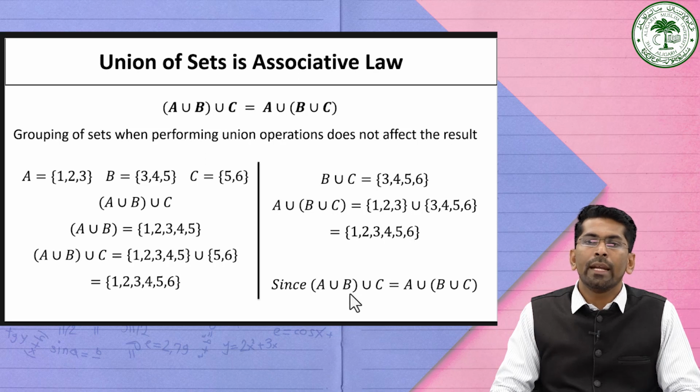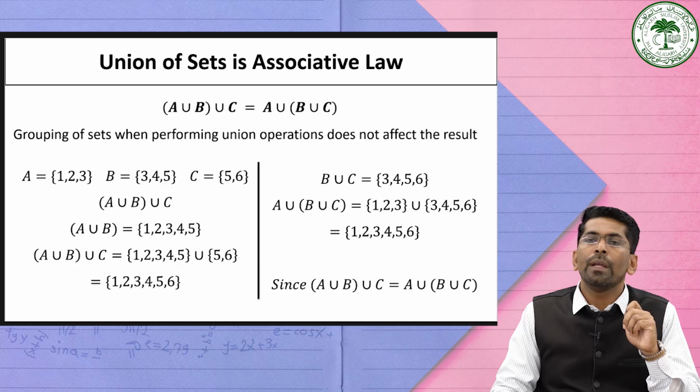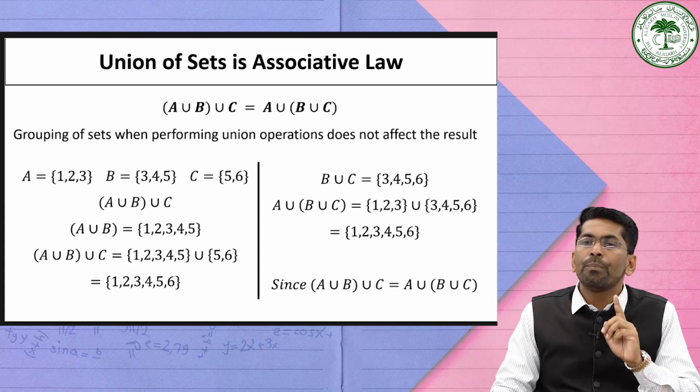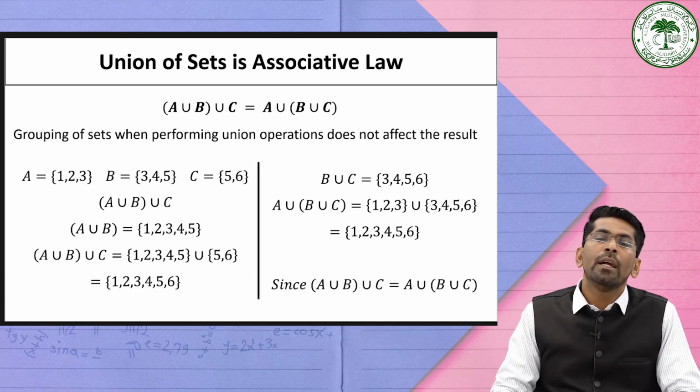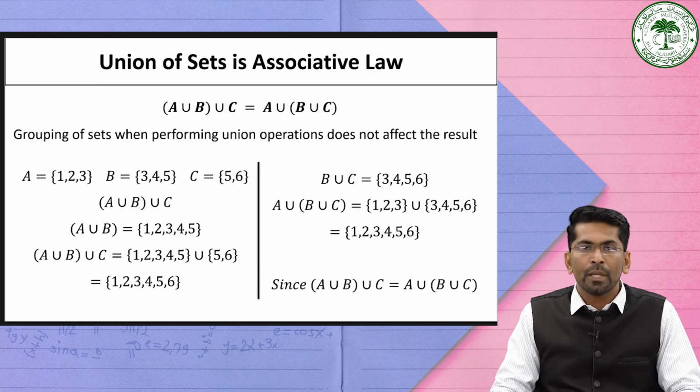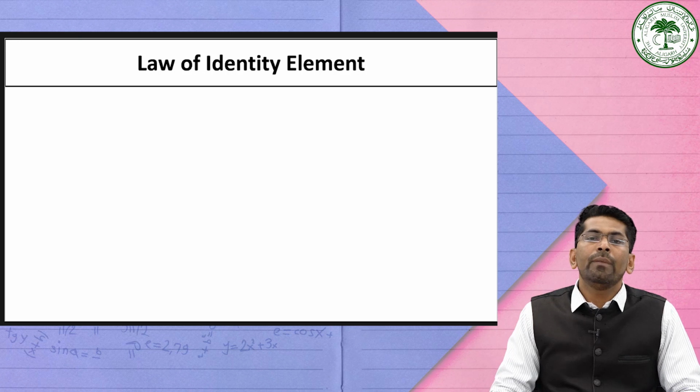So hence we can say that (A union B) union C is equal to A union (B union C). We have successfully demonstrated the associative property of the union of sets. Thus, this property shows that the grouping of sets when performing the union operation does not affect the result, as long as the order of the sets remains the same. So the union of sets is associative. The another property is the law of identity elements.